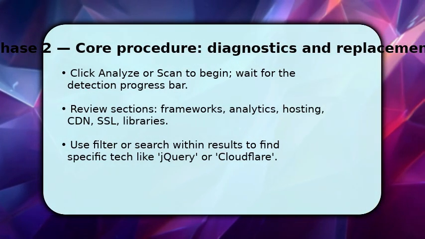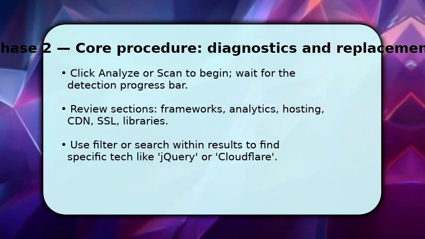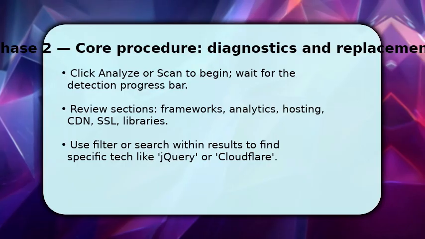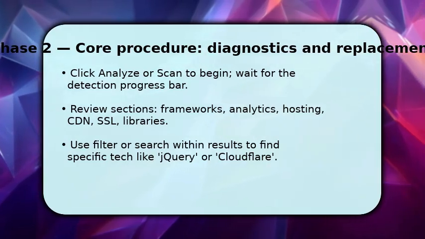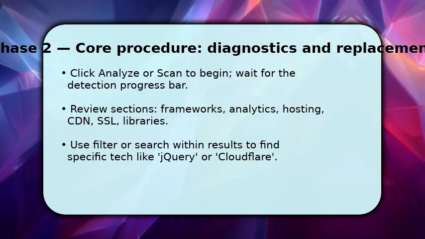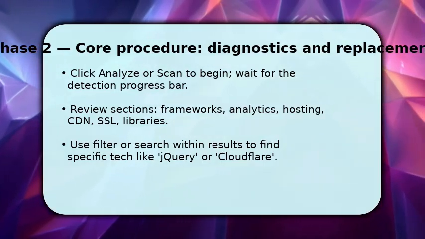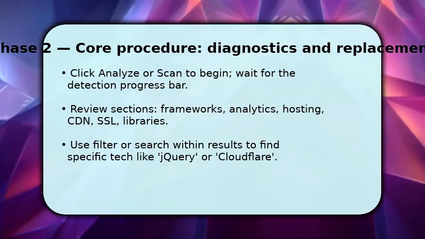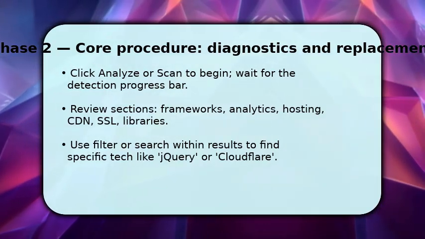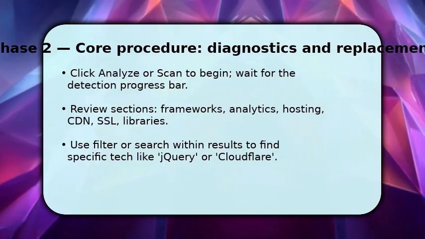Then review group sections, frameworks, analytics, hosting, CDN, SSL, and third-party libraries so you understand architecture at a glance. Once you find something, click Details to see headers or script locations. That lets you verify versions and sources. If you need a specific item, use the built-in search or filter to jump directly to entries.